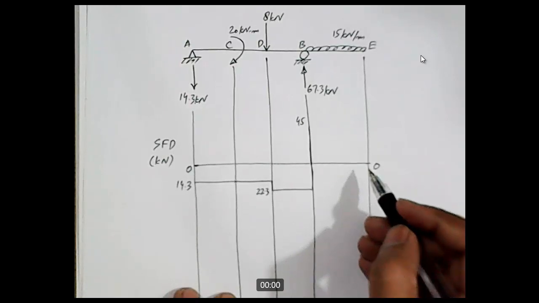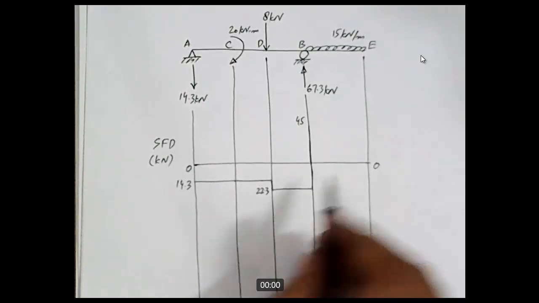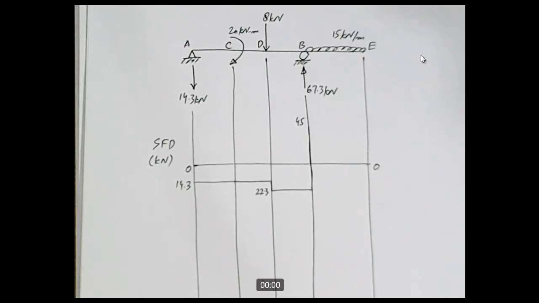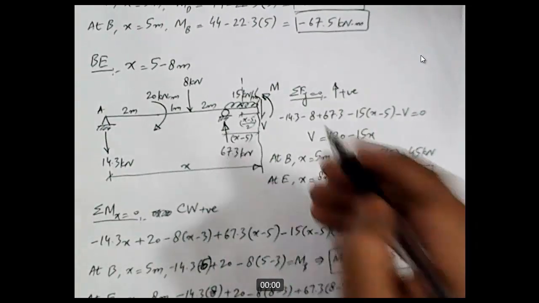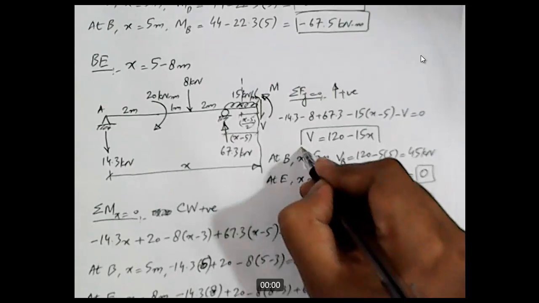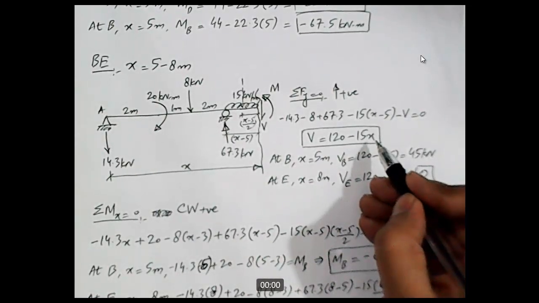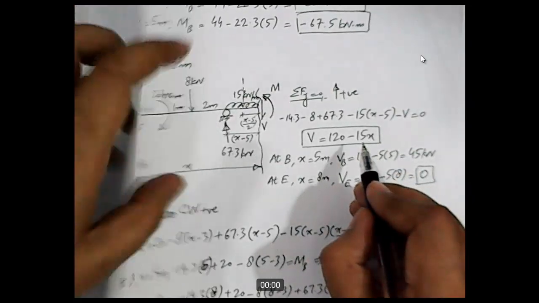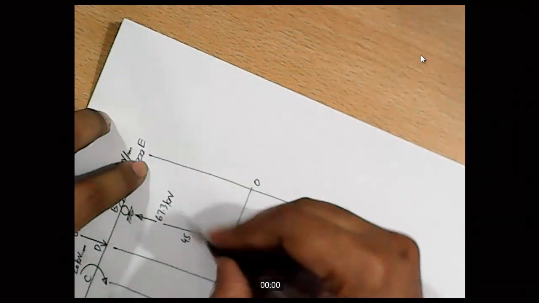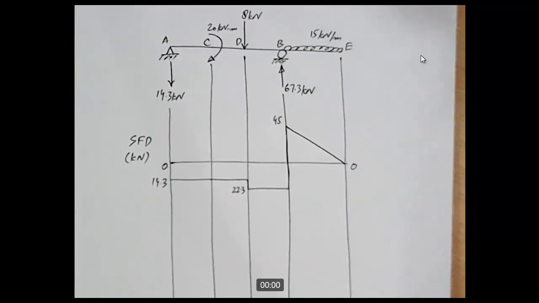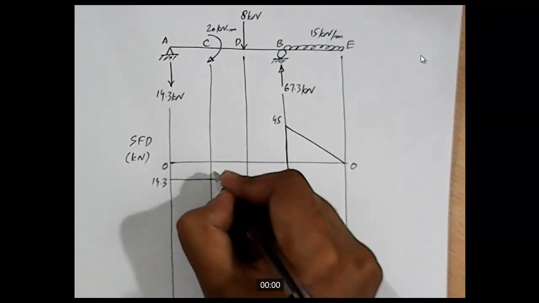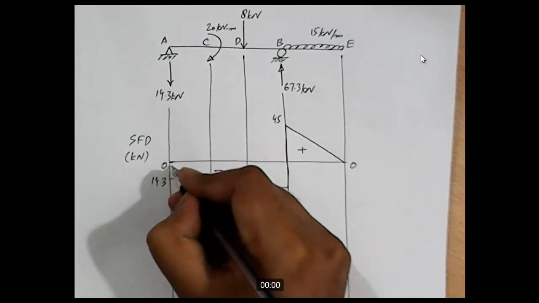So with what degree line should we join these 2 points? For that we will have to look at the degree of the equation for portion BE. If we look at the equation of shear for portion BE, this is a first degree equation. It means that we should join points B and E with a straight, linear line. So let me draw a linear line. Here we go. So we have a first degree line here. This part of the shear force diagram is negative and this part is positive.